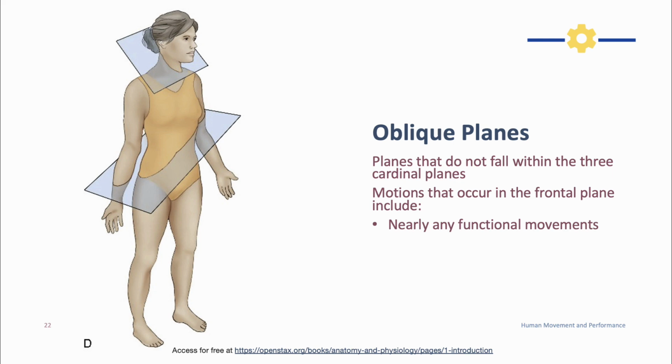So a lot of our functional movements, such as throwing, for example, don't occur primarily in one plane. It occurs in an oblique plane because it's a combination of sagittal, frontal, and transverse plane motion. So nearly any functional movement is actually a combination of these different planes of movement.